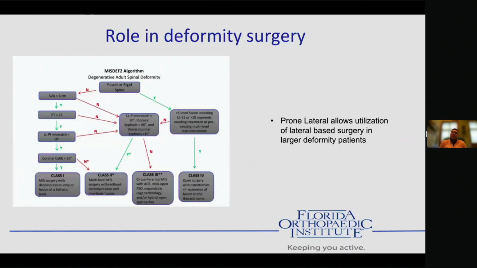And obviously, we know that there's a role of MIS in deformity surgery, and Praveen created this great algorithm that looked at the different types of deformity patients and which ones are most appropriate to undergo a more minimally invasive style of correction. But the utilization of prone lateral allows us to include some of these more rigid spines and use lateral surgery as more of a tool in correcting these patients, and possibly including things like osteotomies if we need to.